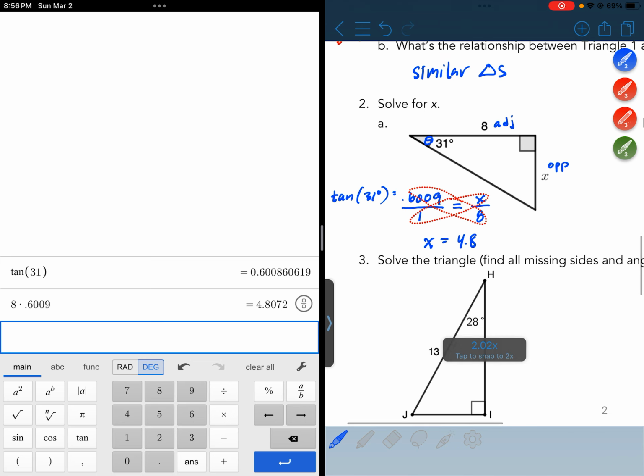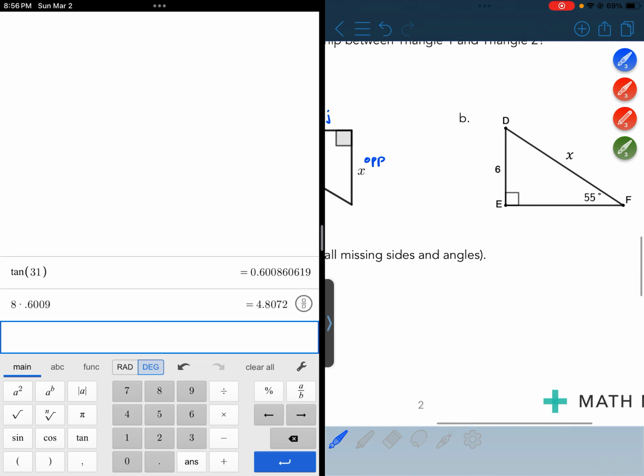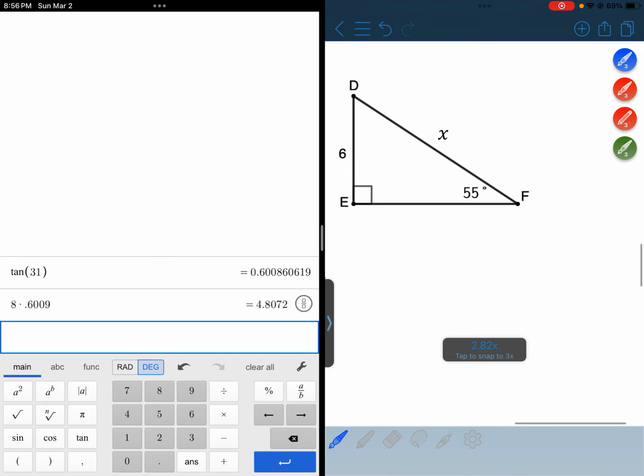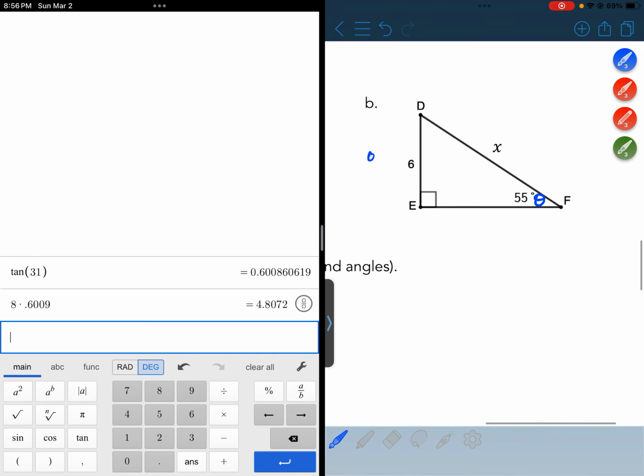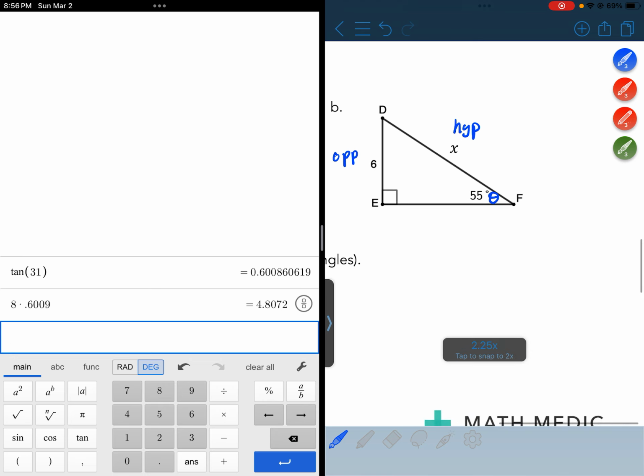Right, there you go. All right, let's look at the next one. Okay, so we can see that there's an angle here by point F, which is 55 degrees. 6 is the side that's opposite of that angle. X is the hypotenuse of this triangle. Now which ratio compares the opposite side to the hypotenuse? That's the sine ratio.